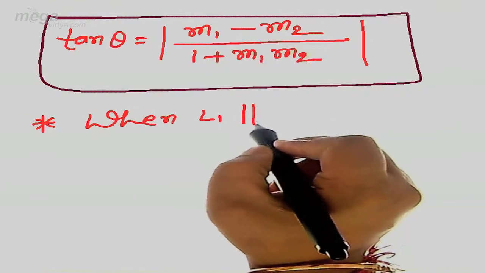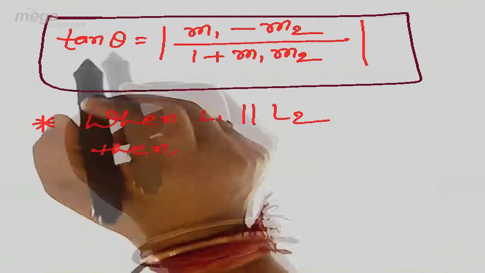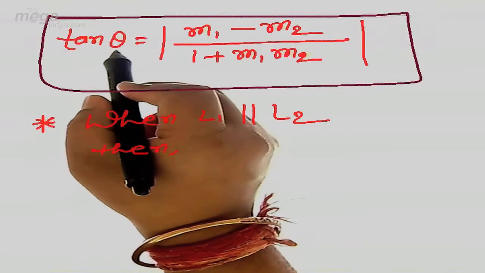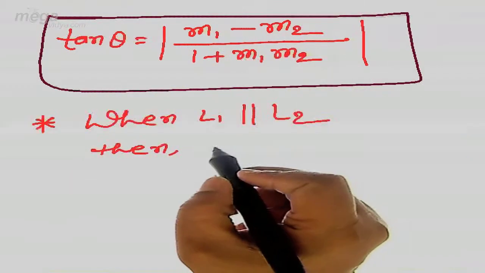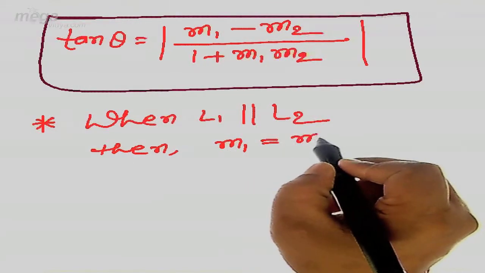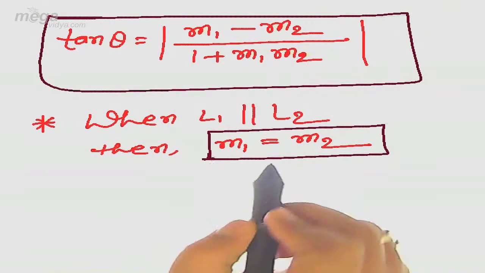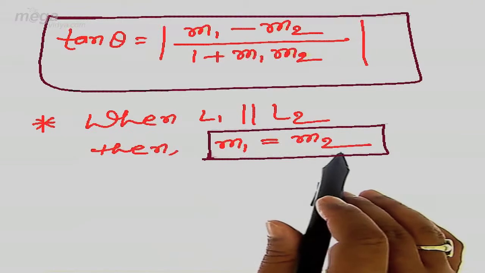We get the value of tan theta, but what happens when the lines are parallel, when line 1 is parallel to line 2? In this situation, this theta becomes 0, and if theta becomes 0, then tan theta is equal to 0. So by using the RHS, you will finally get m1 minus m2 equal to 0, and hence m1 is equal to m2. So this is the condition when the lines are parallel: their slopes are equal.